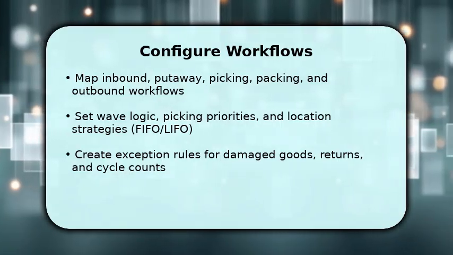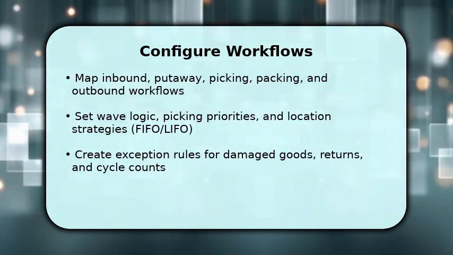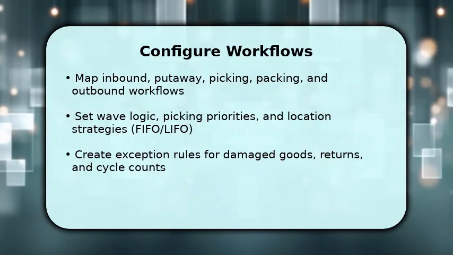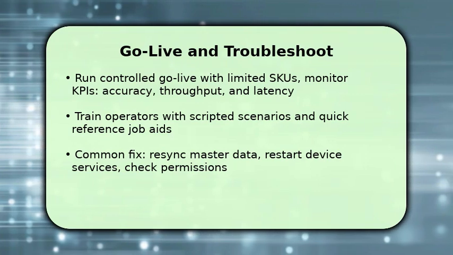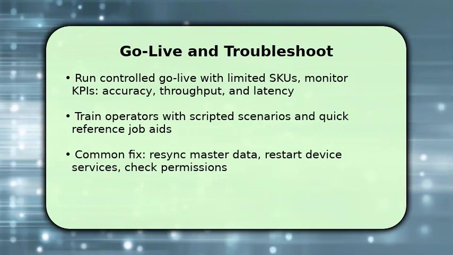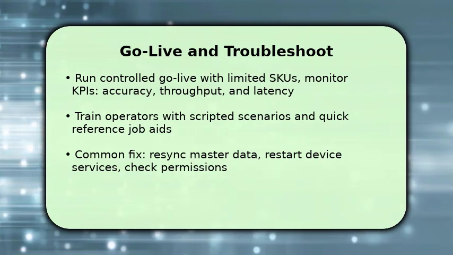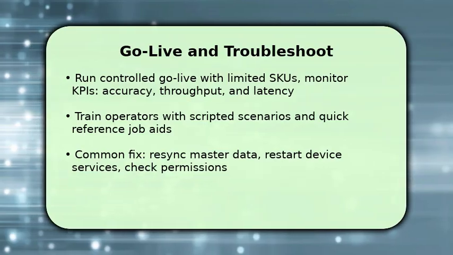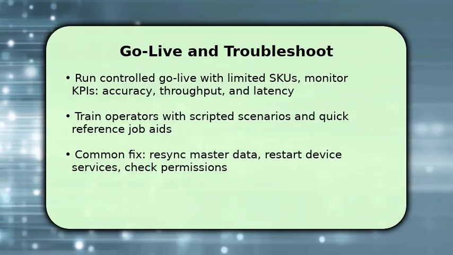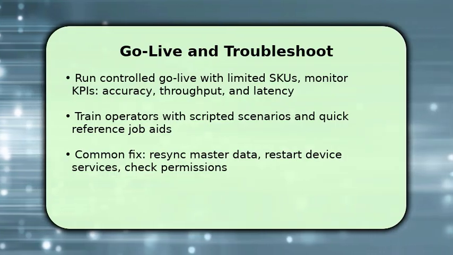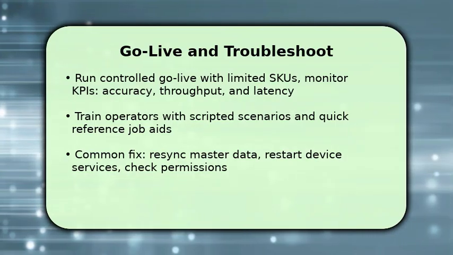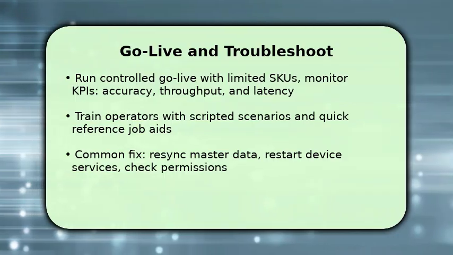Once configured, run a short pilot with a representative order batch to validate timings and task assignments. You perform a controlled go-live. Start with a limited SKU set, monitor KPIs like inventory accuracy, throughput, and system latency, and collect operator feedback. Train floor staff using scripted scenarios and quick reference job aids so they handle normal and exception tasks consistently.